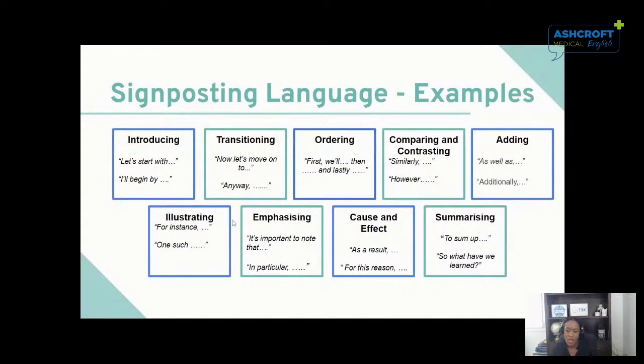We can also use it when we're trying to emphasize what we're saying. Now, this can be really useful for picking up important ideas in listening part C. We can also use signposting when we're trying to demonstrate cause and effect. And finally, we can use it for summarizing. So here you will see a variety of examples that relate to these different uses of signposting language. Hopefully some of them will be familiar to you.